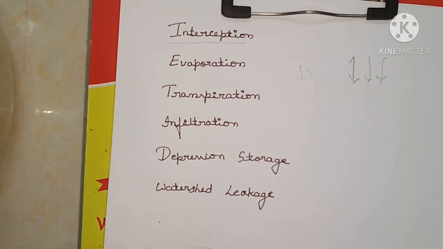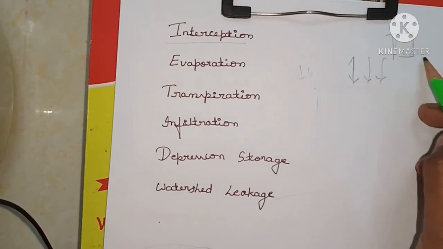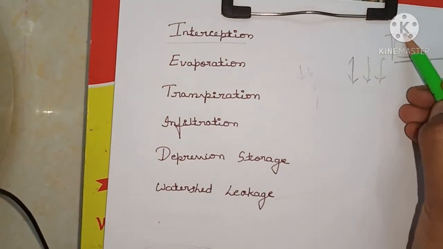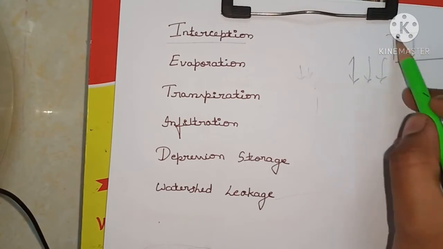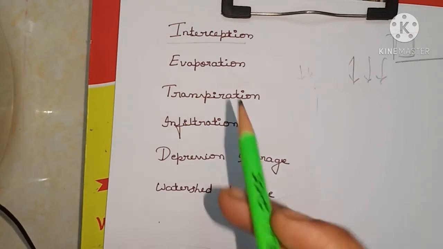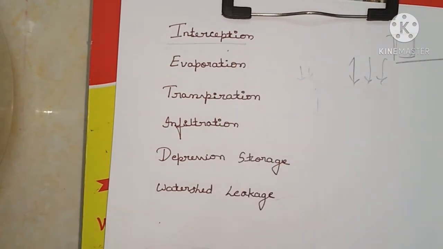The interception storage is the amount of precipitated water which wets the initially dried surface of the object. That is, if this is the building and this is the ground, the interception is nothing but when the precipitation hits the building or the ground, the surface initially gets wet. Then only will the runoff be there. That amount which it takes to wet the surface is nothing but the loss of water due to interception. The factors affecting this interception are storm water, the plant factor, season and the wind.